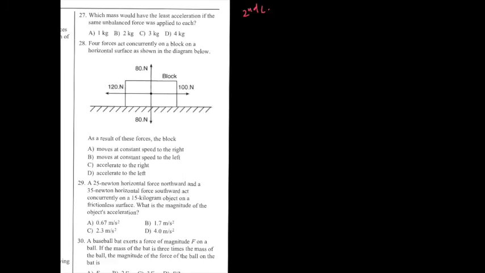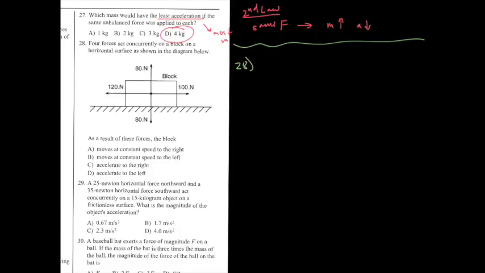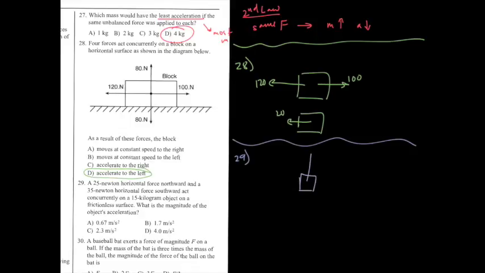Number 27. Newton's second law. Same force across each of the objects. If you apply the same force to all the objects, the ones with the greater mass will experience the least acceleration. So this is an inverse relationship between mass and acceleration if you have the same force. So 4 kilograms, choice D. 28. Here we have a diagram with 4 forces acting on it. 120 to the left, 100 to the right. These are the only pair of unbalanced forces. Total them together, you get 20 to the left, and so it's going to accelerate to the left.